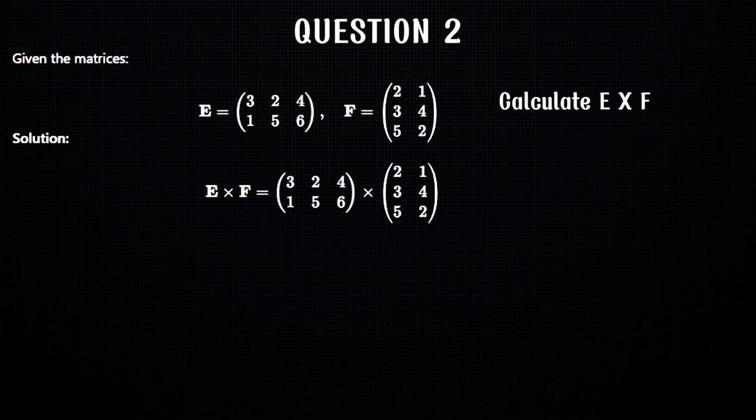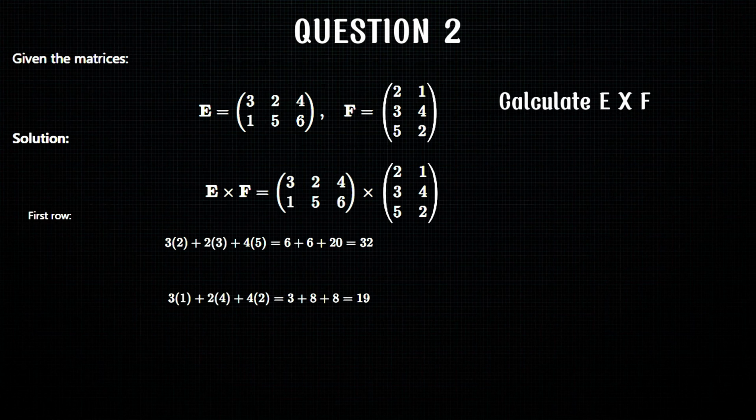So let's go ahead and just solve that right now. For the first row and the first column, that will be 3 times 2 plus 2 times 3 plus 4 times 5 equals 6 plus 6 plus 20, which is a total answer of 32. And we have our first row multiplying the second column, so we have 3 times 1 plus 2 times 4 plus 4 times 2 equals 3 plus 8 plus 8, which is equal to 19.